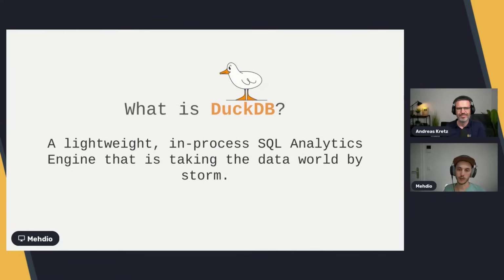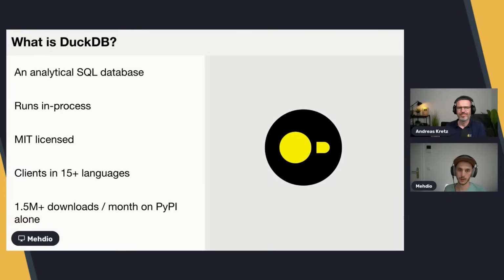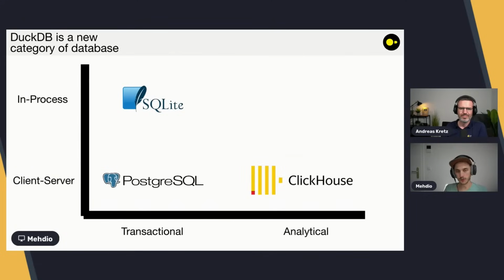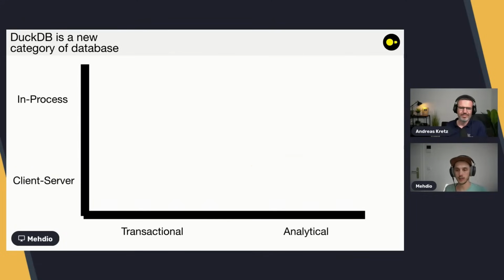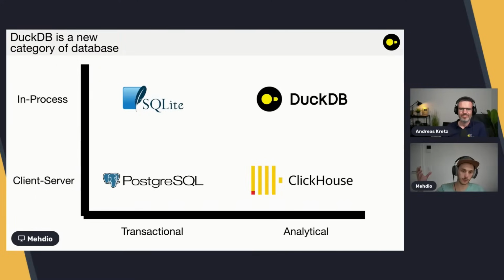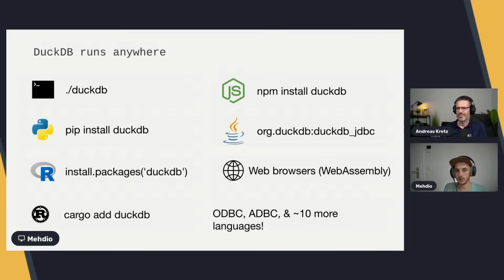So DuckDB is a lightweight in-process SQL analytics engine. In short, if you're using the Python client, there are different clients, you can just do pip install. It's like SQLite. You don't need to have any specific server or whatsoever running. And if you look at the landscape of databases, it's really a new kind of database, because in process you have SQLite for transactional, and you have PostgreSQL. And for analytical, you have ClickHouse, BigQuery, and other stuff. But this is a really new kind of database.